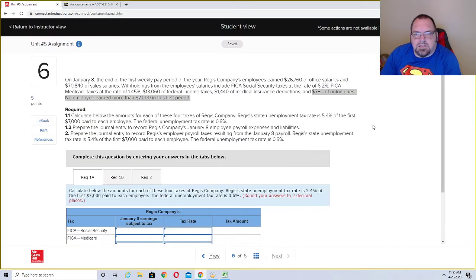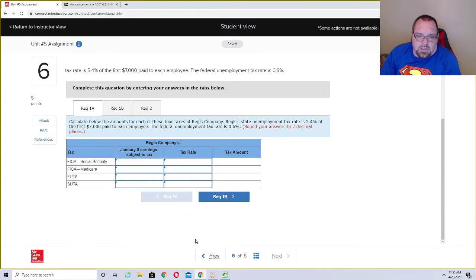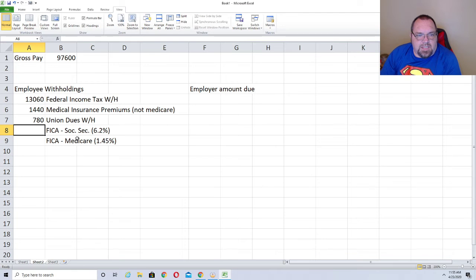It does say something here about unemployment taxes down here. We'll get that in a minute. This last sentence here is for unemployment taxes, so don't get confused with that right now, because we're not doing that yet. We can calculate these bottom two by taking the gross pay and multiplying it by 0.062, and then again gross pay times 0.0145. Let's see what we can figure out on this chart.